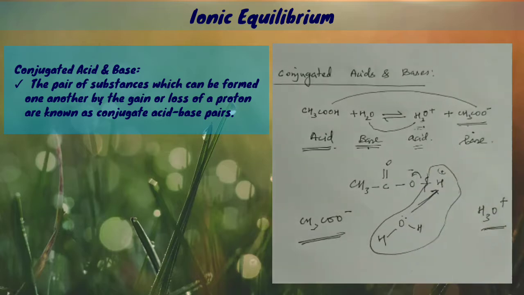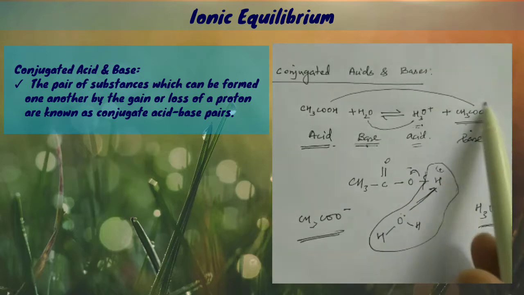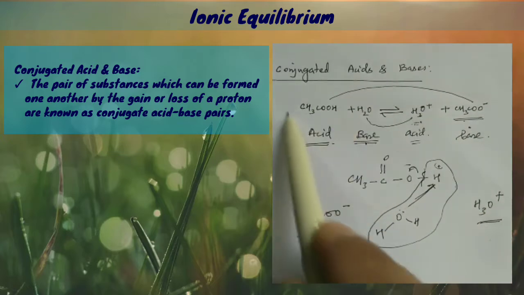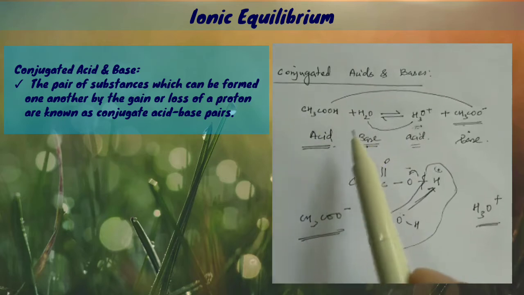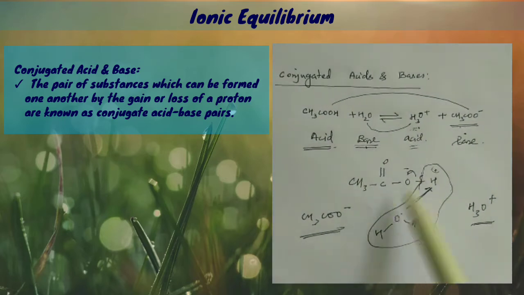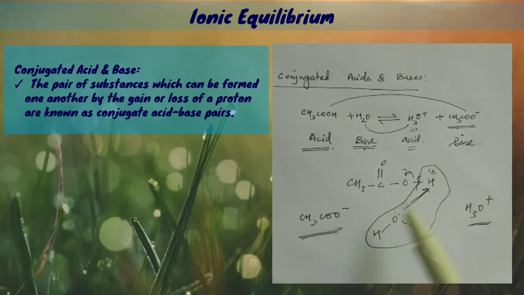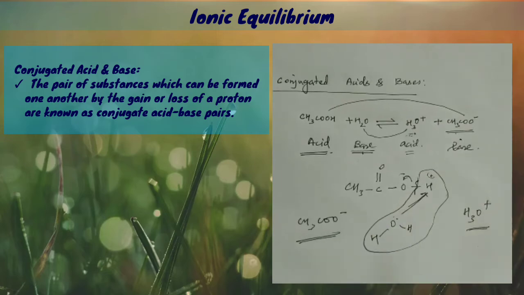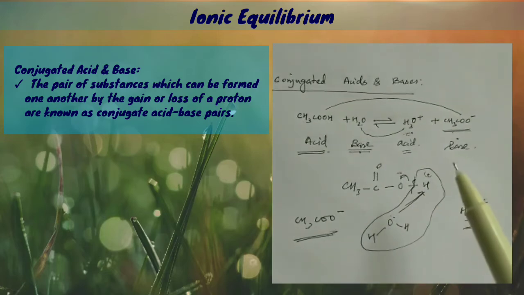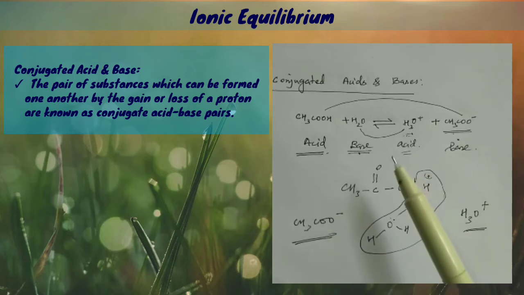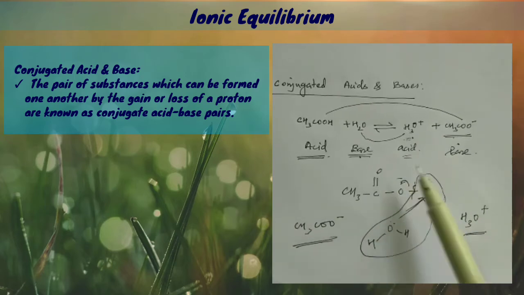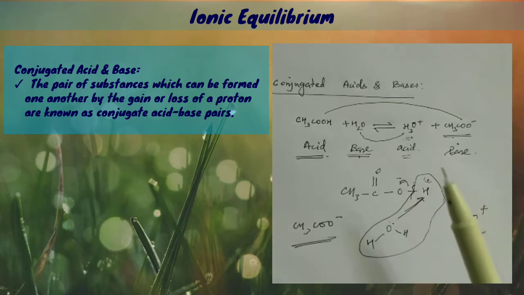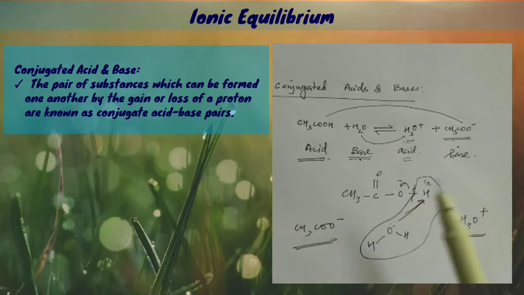If you know the strength of this base, then you can know the strength of this acid, that means the conjugate acid. The definition of conjugate acid-base pairs is given in your books. According to the book, the pair of substances which can be formed from one another by the gain or loss of a proton are known as a conjugate acid-base pair, okay.